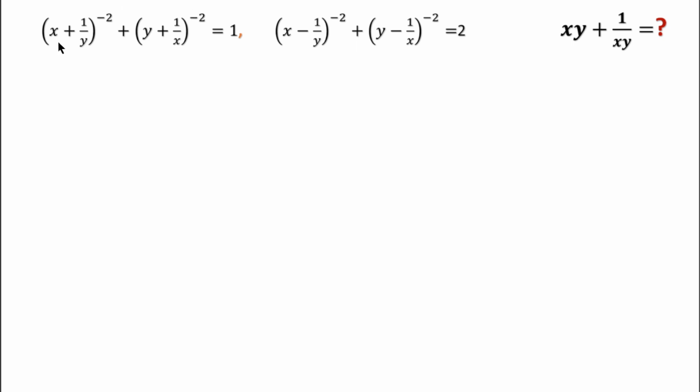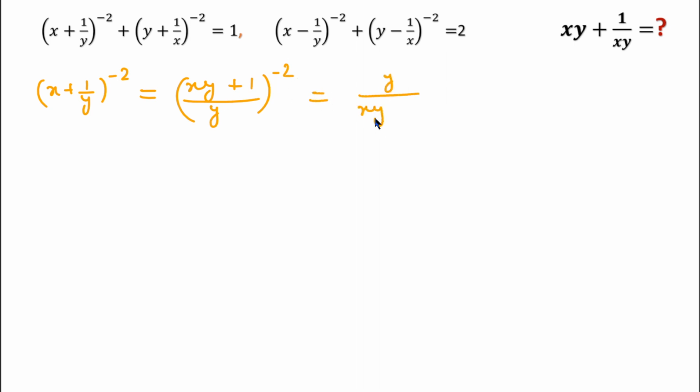First I will write this (x plus 1 over y) to the power minus 2 as (xy plus 1 over y) to the power minus 2, and by exponent rule we can write (y over xy plus 1) to the power 2. After that we will write y square over (xy plus 1) to the power 2. Since here (x plus 1 over y) to the power minus 2, in place of this we can write this value.